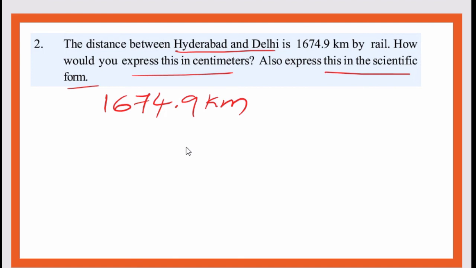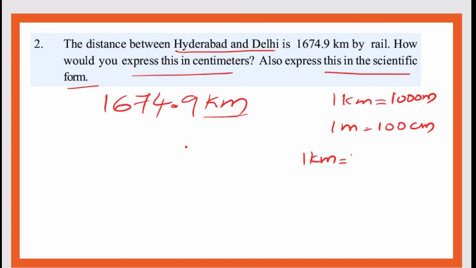Now 1674.9 kilometers, you need to convert it into centimeters. So what is the value of 1 kilometer? 1 kilometer means 1000 meters, and 1 meter means 100 centimeters. So from this, what I can say is 1 kilometer is equal to 1000 into 1 meter, which means again 100 centimeters, no?